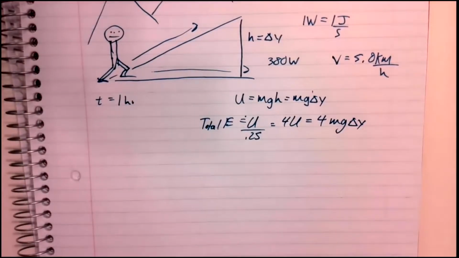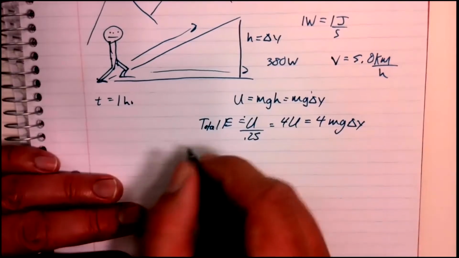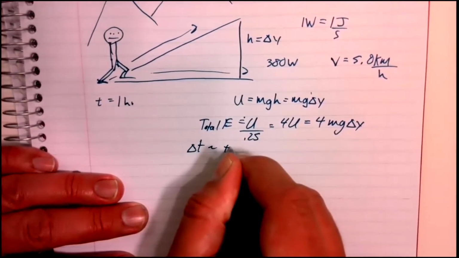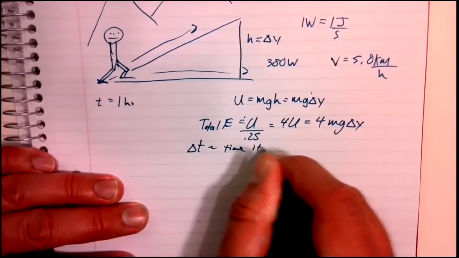Now, we want to get this in terms of power. So power is energy that we use divided by time. So they're going to increase this potential energy during some time period. We'll call that delta t, which is the time it takes to ascend.